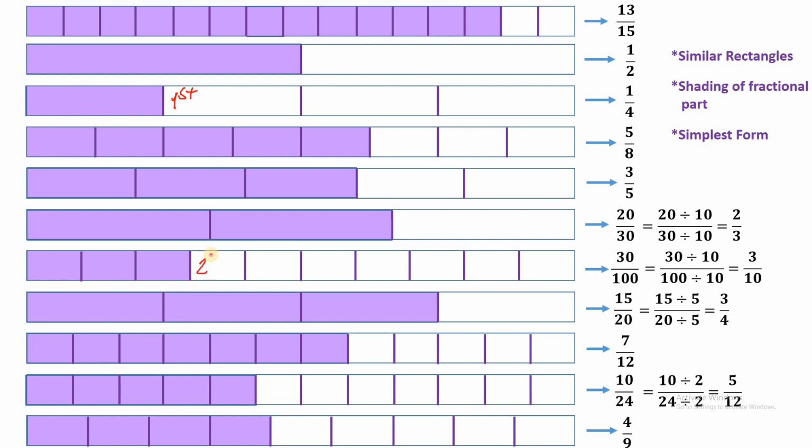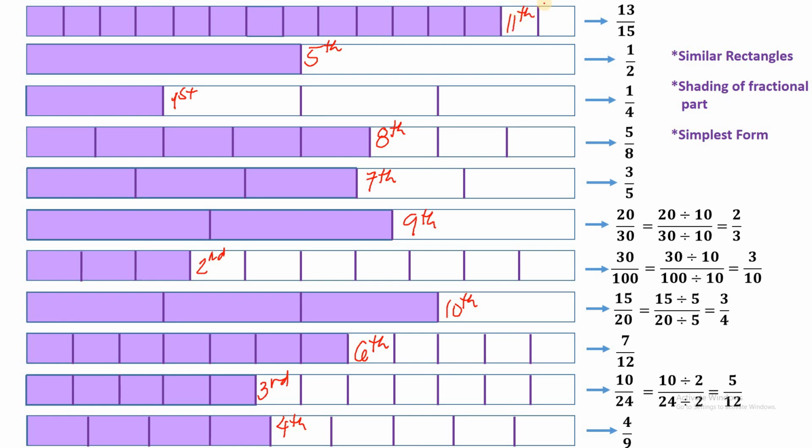The second would be this one. It's 3/10. The third would be this one. It's 5/12. Then the fourth would be 4/9. Fifth would be 1/2. The sixth would be 7/12. The seventh would be 3/5. The eighth would be 5/8. The ninth would be 2/3. And the 10th would be 3/4. And finally, the last one, the largest, would be 13/15.